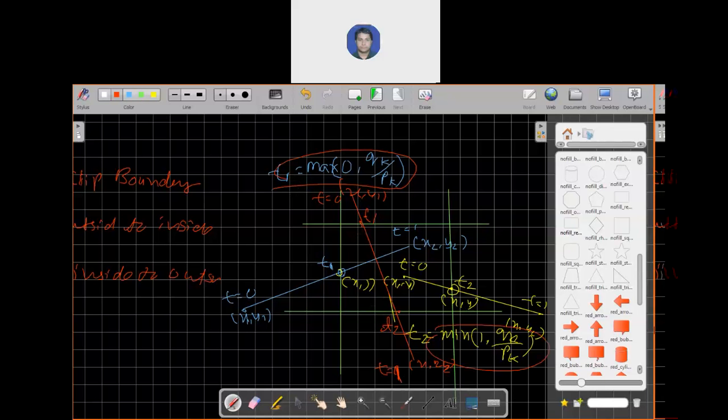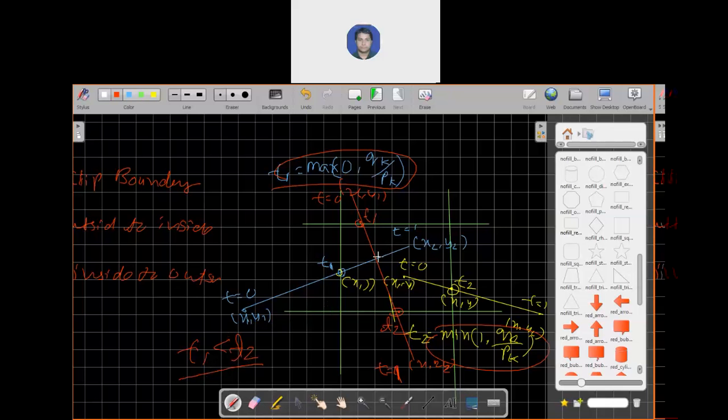Okay, is it clear? One more thing, the t1 value should always be less than t2, which means we reach this point earlier than this point. So the value of t1 should always be less than t2. If this rule is violated, meaning t2 is less than t1, then it is showing you are completely outside of your clip window.